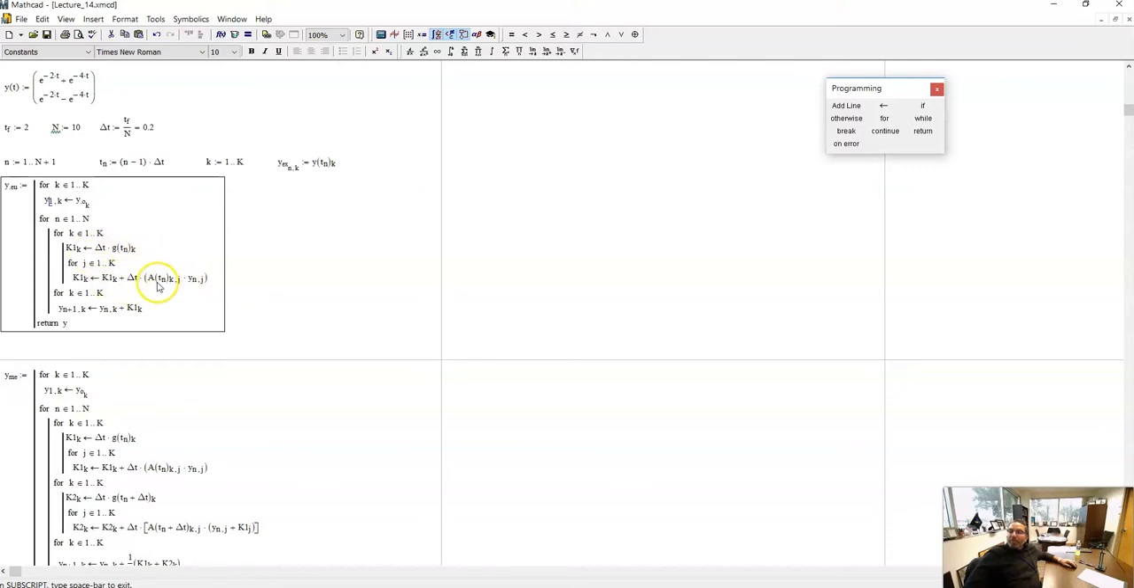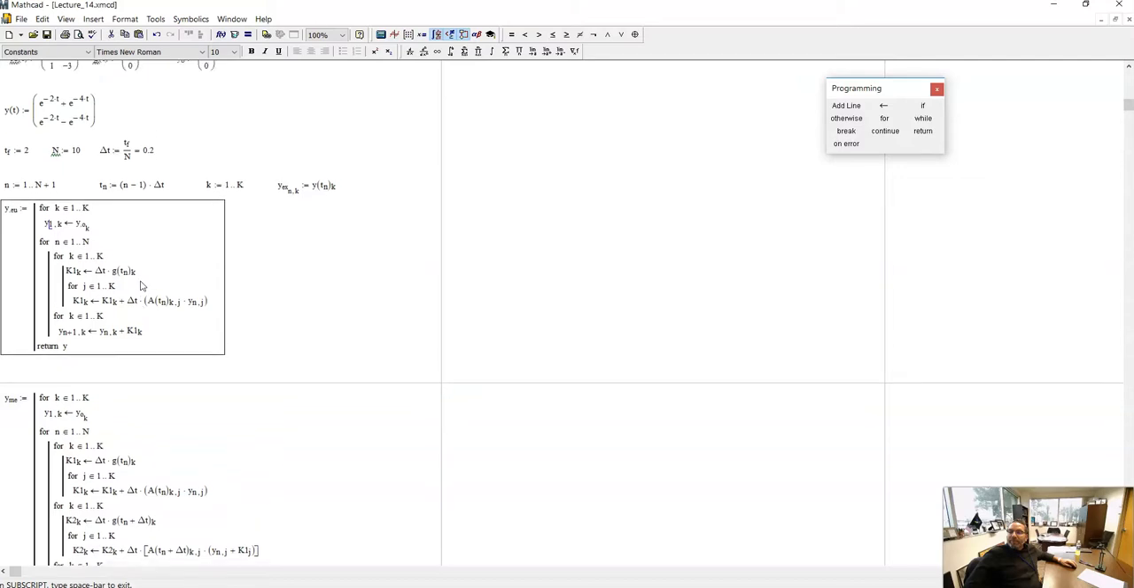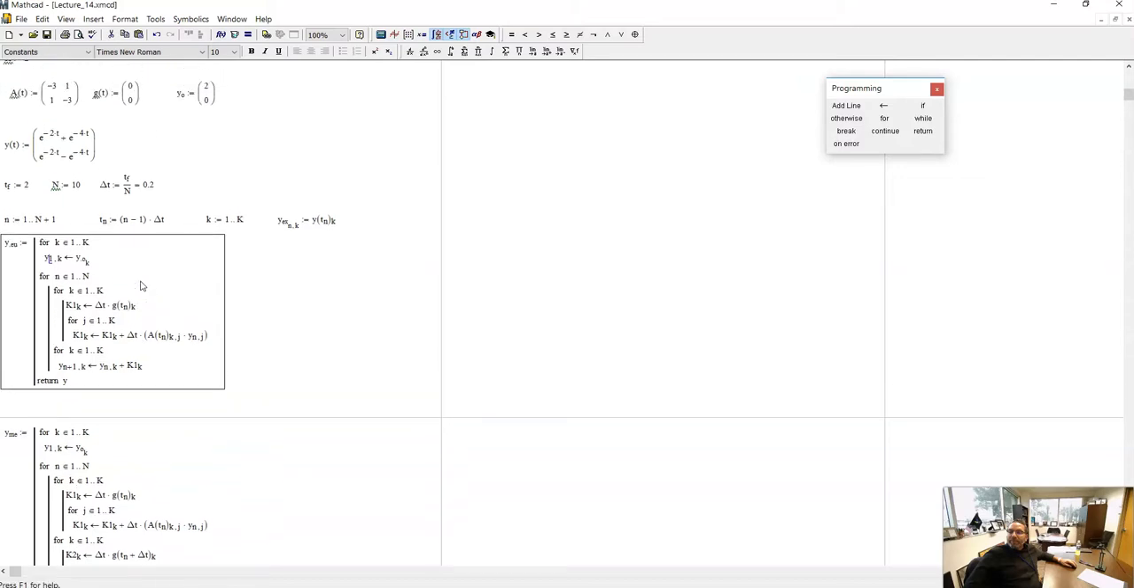And by the way, notice that this is not using the standard notation of delta t times f, evaluated at t and y, but I am breaking it up into the fact that the system of equations is actually given in terms of f, is given in terms of the matrix of coefficients and the vector g. So this is how I am actually resolving that.